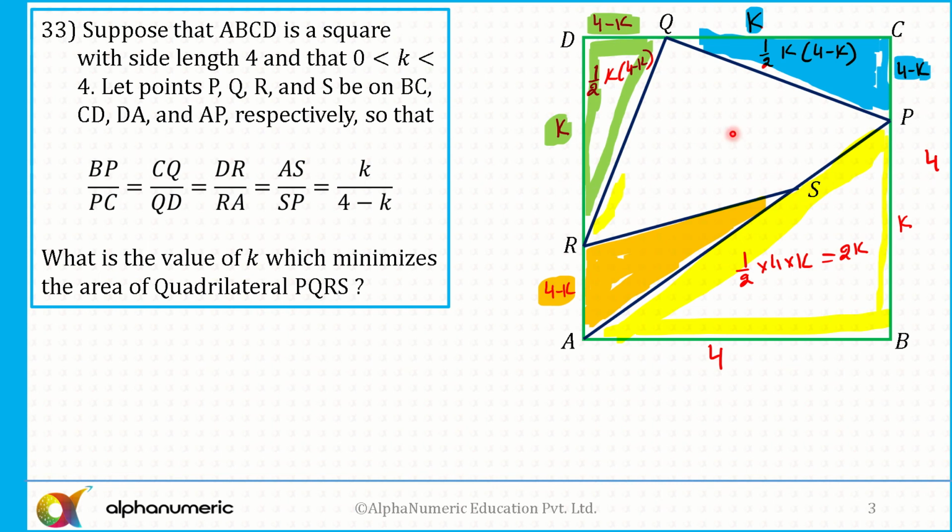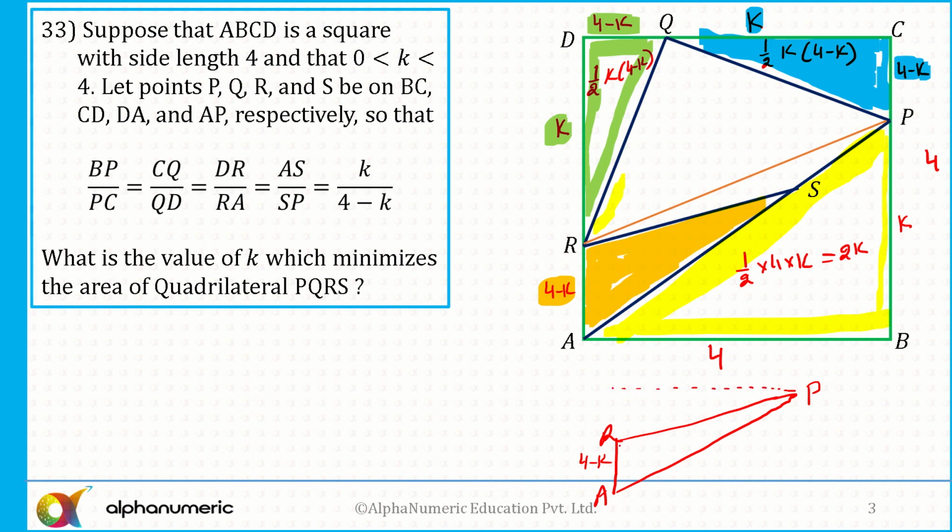So what I will do here is, first of all, I'll join RP. Now there is a triangle ARP. Let me draw it separately. I'm talking about the triangle ARP. So this is A, this is R, and this is P. So AR is equal to 4 minus K. And if you drop a perpendicular from point P, like this, this dotted line.